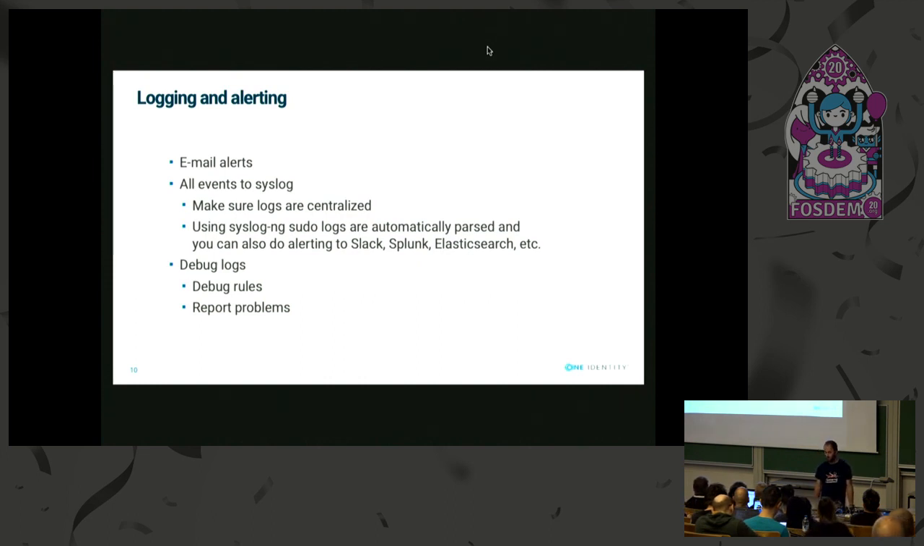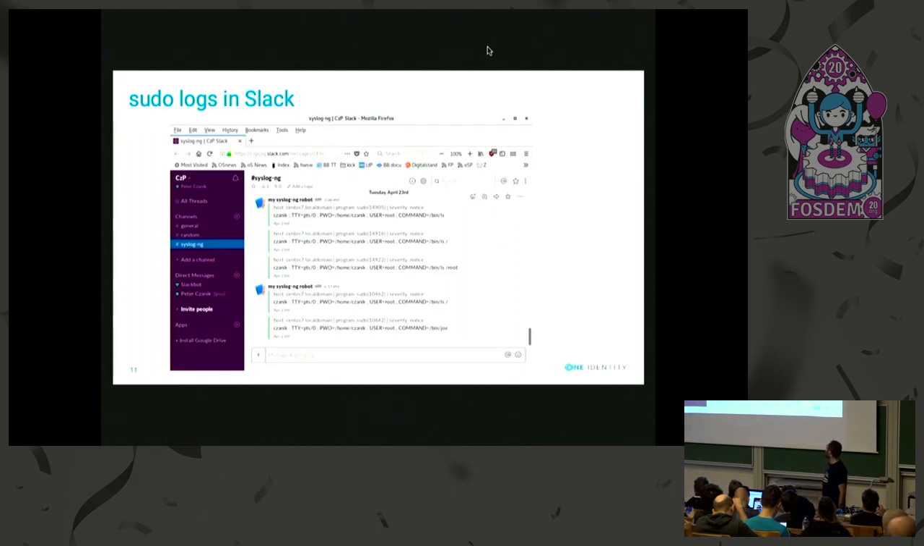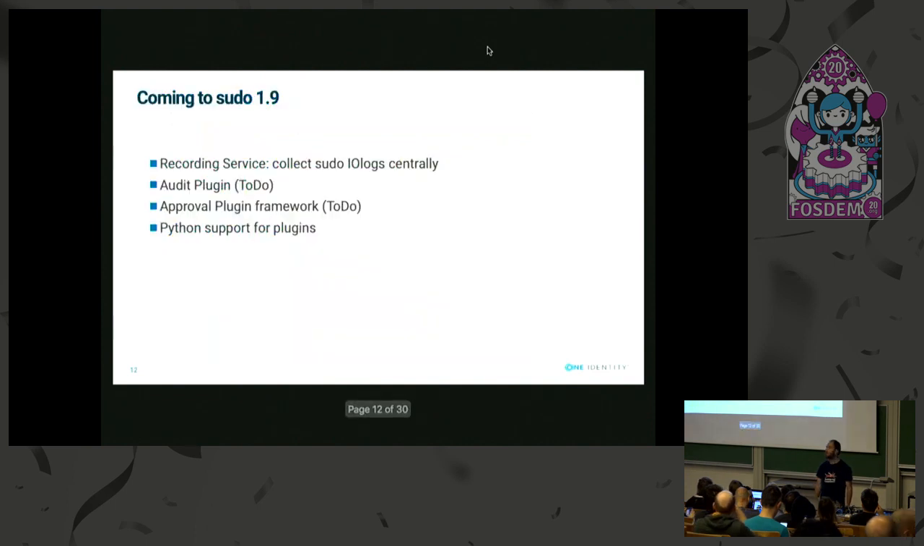If you use syslog-ng, then sudo logs are automatically parsed, and you can easily send alerts to Slack, Splunk, any of the cloud services, wherever you want. If you are lucky, you never have to use sudo debug logs. These can be used to debug the sudo rules or to report problems. Here you can see a screenshot from Slack with only commands executed by me listed here.